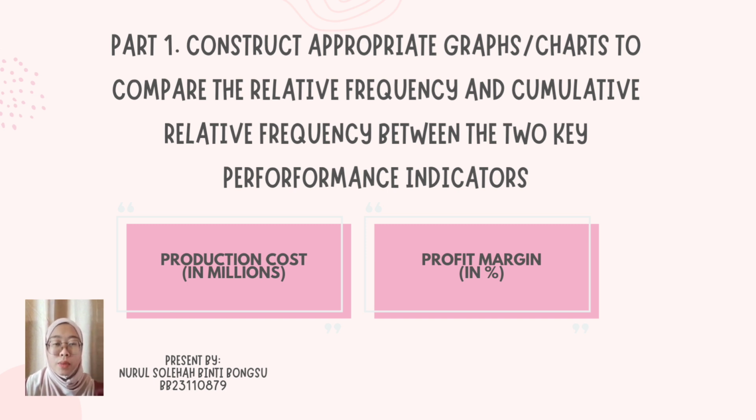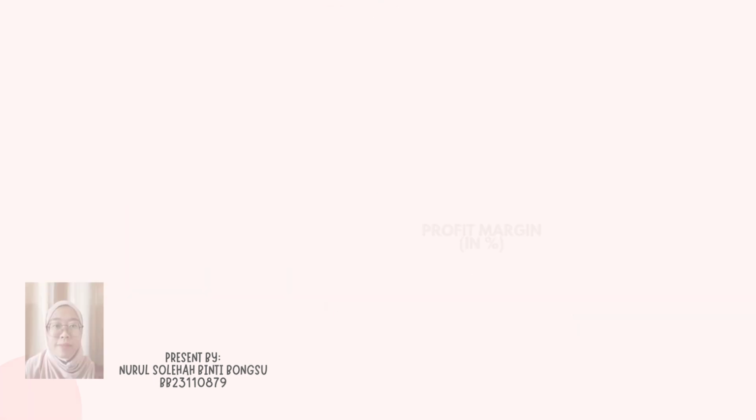Today I'm going to present part 1, which is to construct an appropriate graph or chart to compare the relative frequency and cumulative relative frequency between the two indicators, which are production cost and also profit margin.